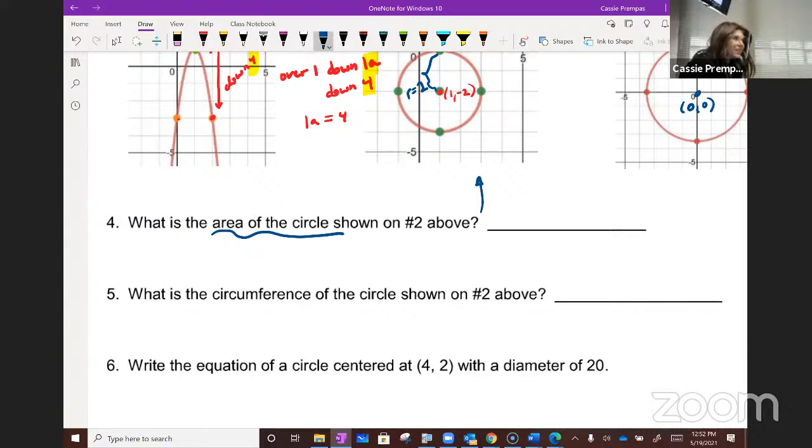Oh, you guys can do this. 2 times pi squared. So 6.2. Oh, Hunter found it on the calculator. What's the formula for the area of a circle? Pi r squared.